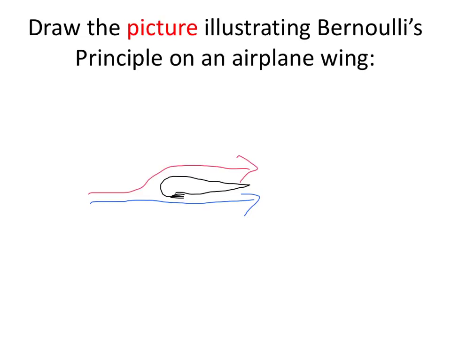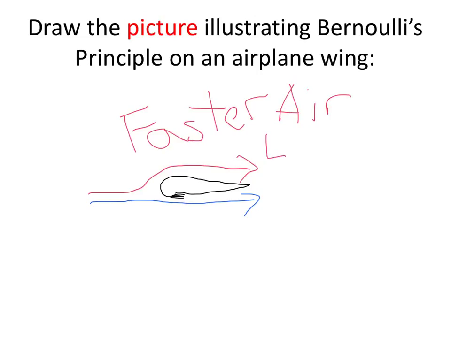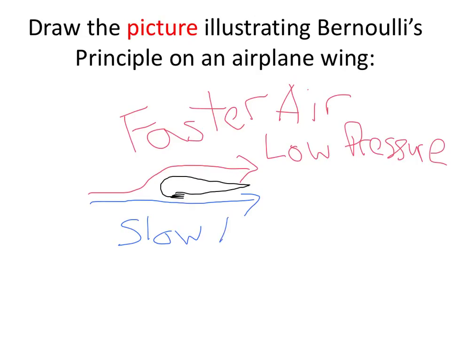So on top, we have faster air. Bernoulli's principle says that the faster a fluid flows, the lower the pressure. So because we have faster air, we have low pressure. On the bottom of the wing, we have slower air. The air doesn't have to accelerate to catch up. So that means we have higher pressure.